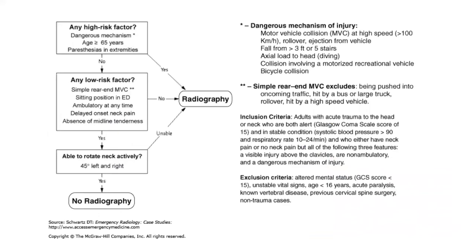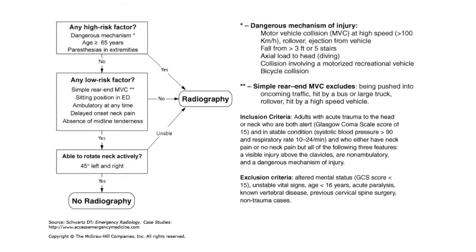So just to go over it, it is any high-risk factor, dangerous mechanism, see the right part, little star. Any motor vehicle collision at high speed, more than 100 kilometers an hour. For those that are American, that's 60 to 62 miles per hour, just in case. Rollover, ejection from vehicle, fall for more than 3 feet or 5 stairs. Any axial load, which is diving, collision with a motorized recreational vehicle like a motorcycle, or a bicycle collision. All of those are considered a dangerous mechanism and should get a scan. Anyone over 65 should get a scan. Any person with paresthesias should get a scan.